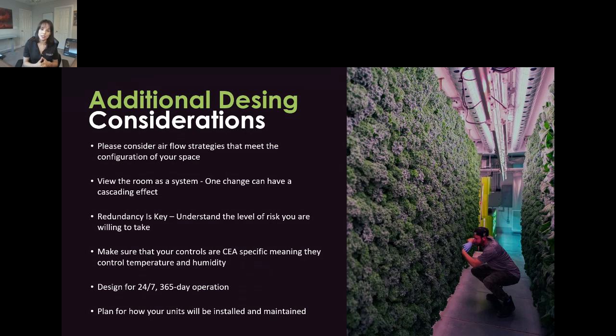For these spaces, make sure that your controls are CEA specific, meaning that they not only manage the temperature, but the humidity as well. Typical HVAC systems will just manage the temperature. As I said before, understand that if your operation is running 365 days a year, these units are running 365 days a year, 24/7. So think about how installation for these units is going to be, and then think about the maintenance.